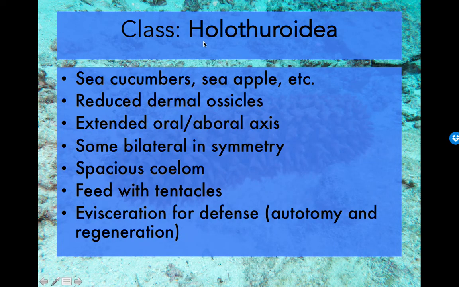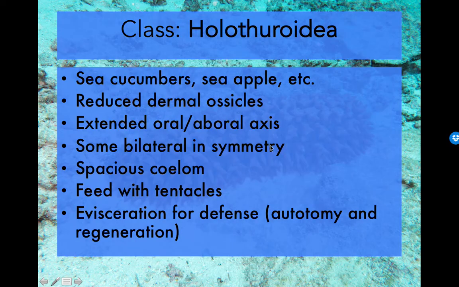The Holothuroidea. These are sea cucumbers, sea apples, sea pigs are also in the Holothuroidea. They do not really have as much of the dermal ossicles. Sea cucumbers are eaten as a delicacy in some parts of the world. They have this extended oral-aboral axis. So imagine that you took a sea urchin, for example, and you just made it really tall and cylindrical. That is what you would be seeing in a sea cucumber.